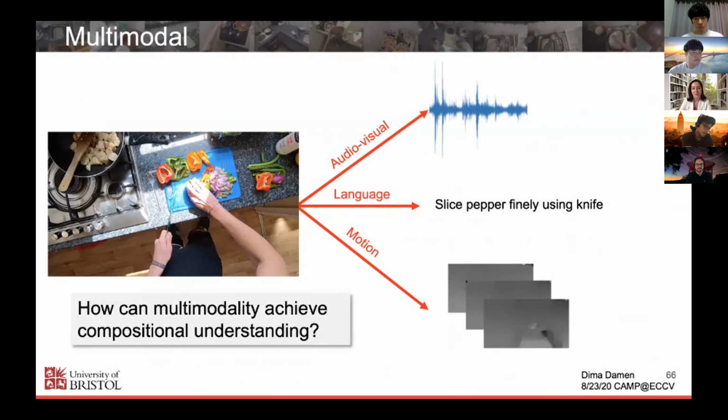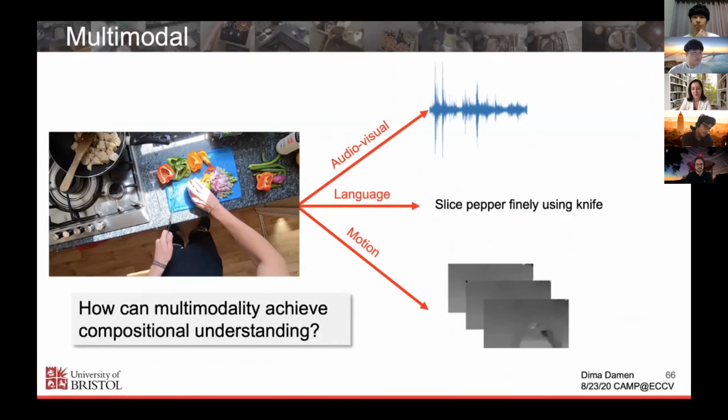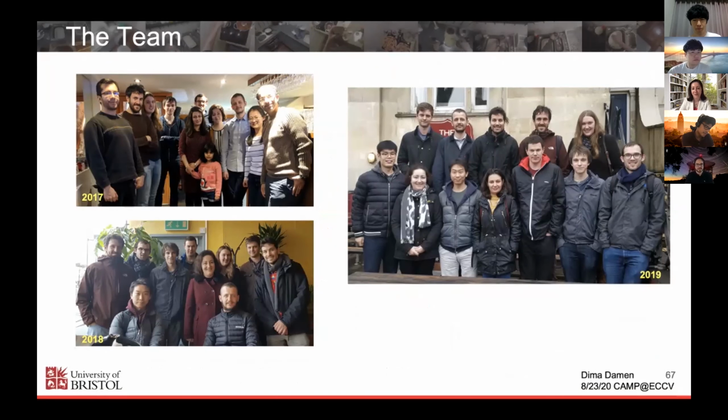Right, so in this work, I tried to answer the question of how multimodality can achieve compositional understanding, looking at audiovisual, language, and motion. I get the pleasure of coming and presenting all these aspects, but this is the effort of a small but very effective and caring team that I'm very privileged to work with. Collecting a data set as big as Epic Kitchens for a group as small as us was a big feat, and we're grateful to the community for having picked up the data set as an interesting one.